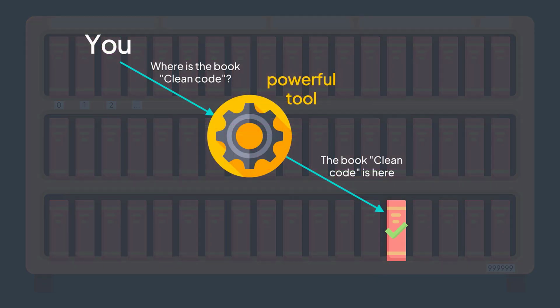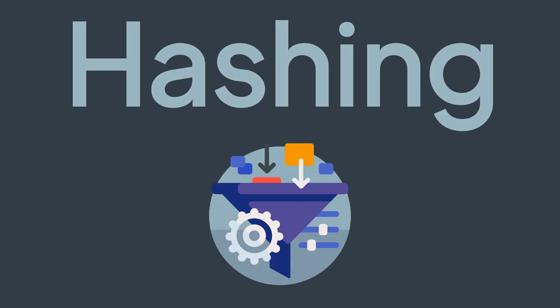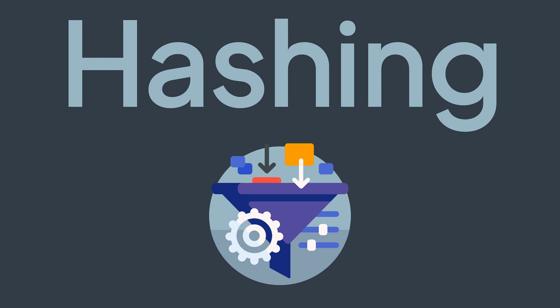But what if you had a powerful tool that, regardless of how many books you have, just by giving it the title of your book, gives you the exact position in the library, without traversing all previous books? This concept exists in algorithms and data structures. It's called hashing, and it's what we will discuss in this crash course. Get ready to take notes and to ask questions in the comments in case you didn't understand something.